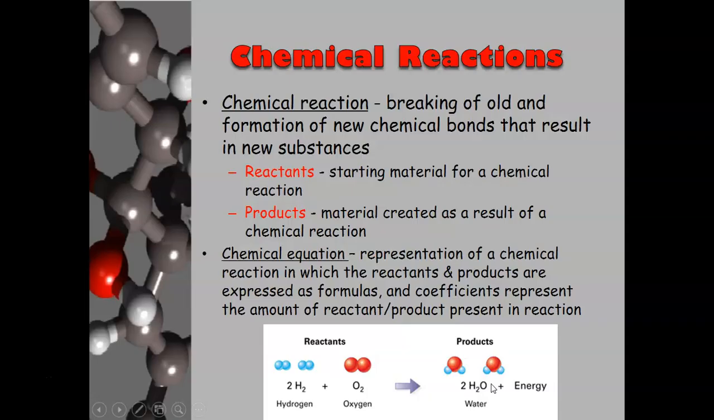Keep in mind, when you look at chemical equations, your arrow or yielding sign always points to your products. So if I were to have flipped this arrow and said water, arrow going this way, oxygen and hydrogen, then these would become your products and this would become your reactants. So just be careful with that.